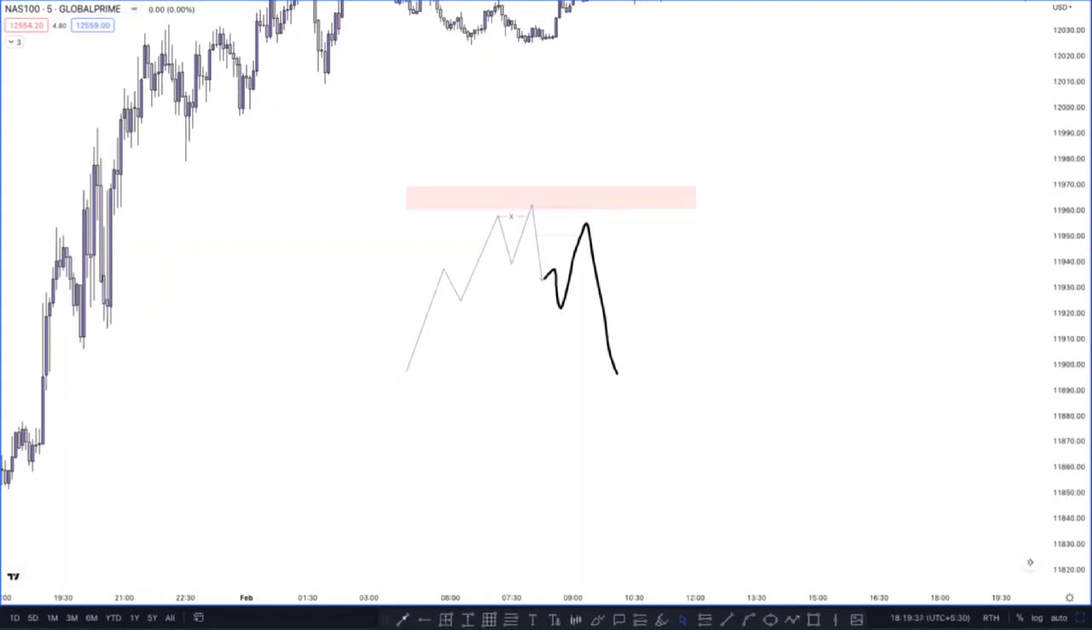I got 3 CHoCH in a row. CHoCH only one. Then how are you marking 3 CHoCH? Only one CHoCH is here. Which one is here? No other CHoCH is here.